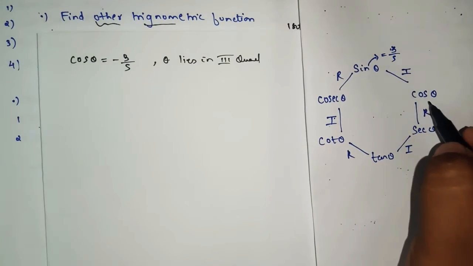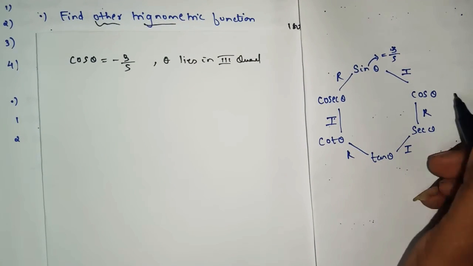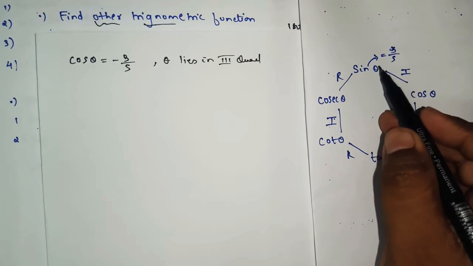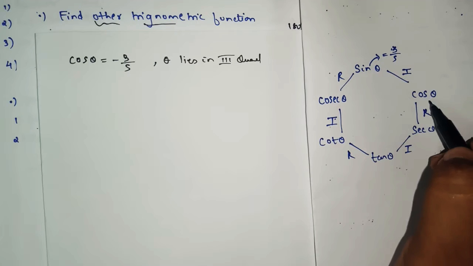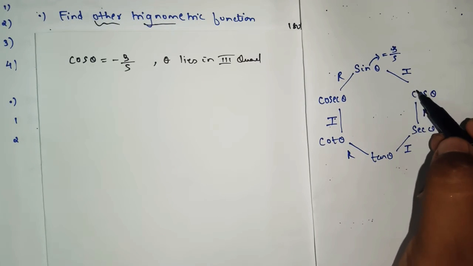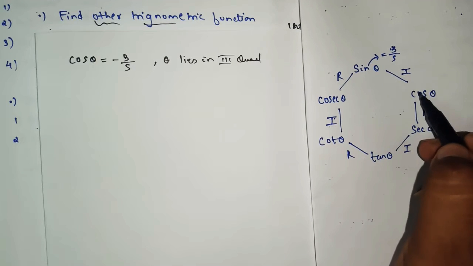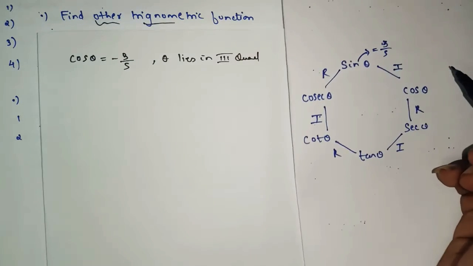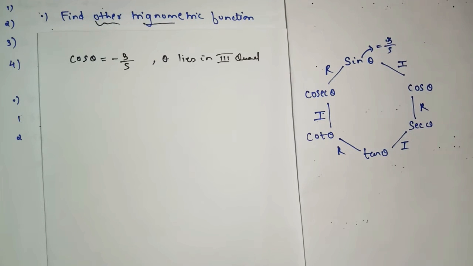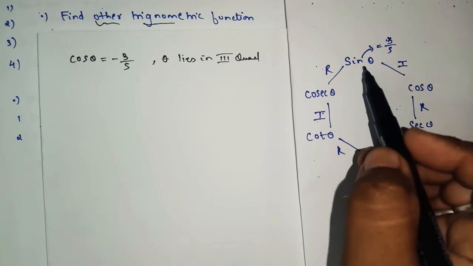As now here we have cos, with the help of cos we can find two things, one sine and one sec. So what is the relation between sine and cos? The relation is an identity relation. So using the formula of identity we can find sine theta, and the relation between cos and sec is what? A reciprocal formula. Okay, so first we'll find sine.